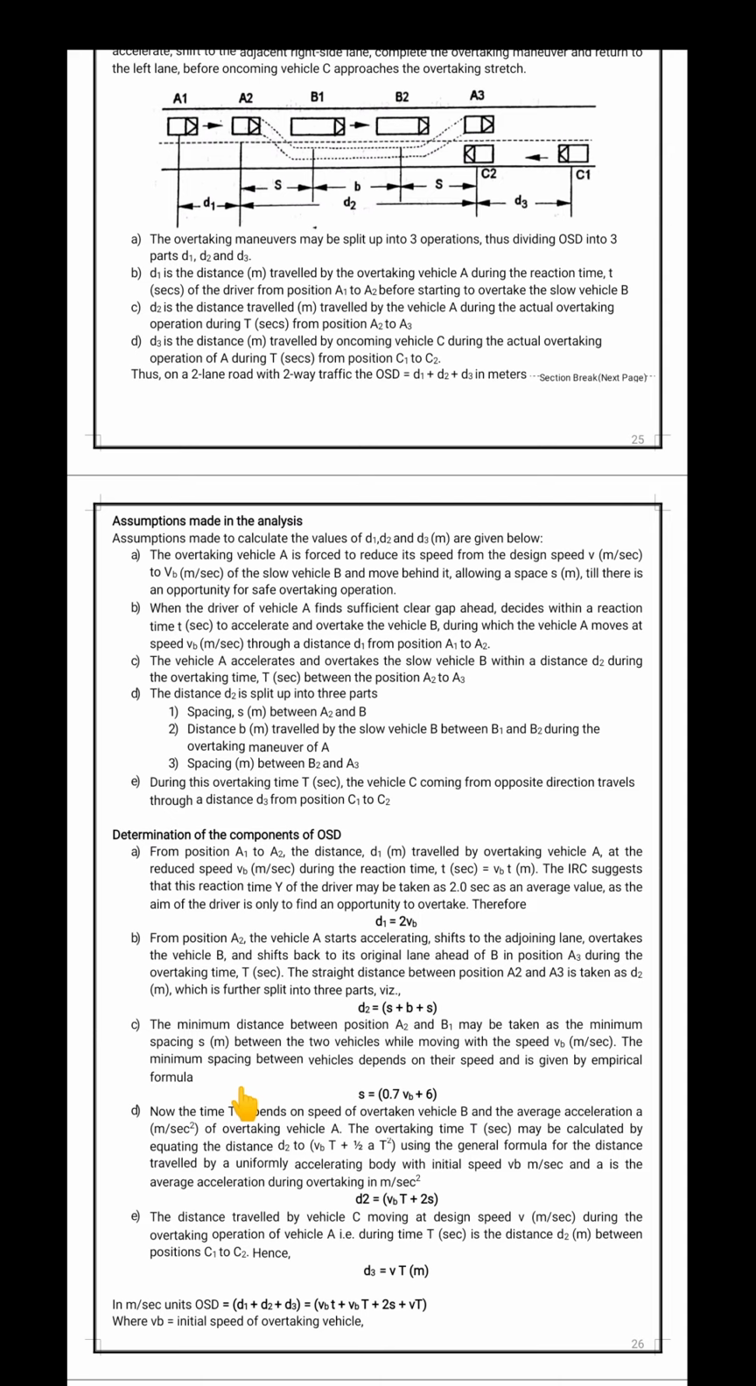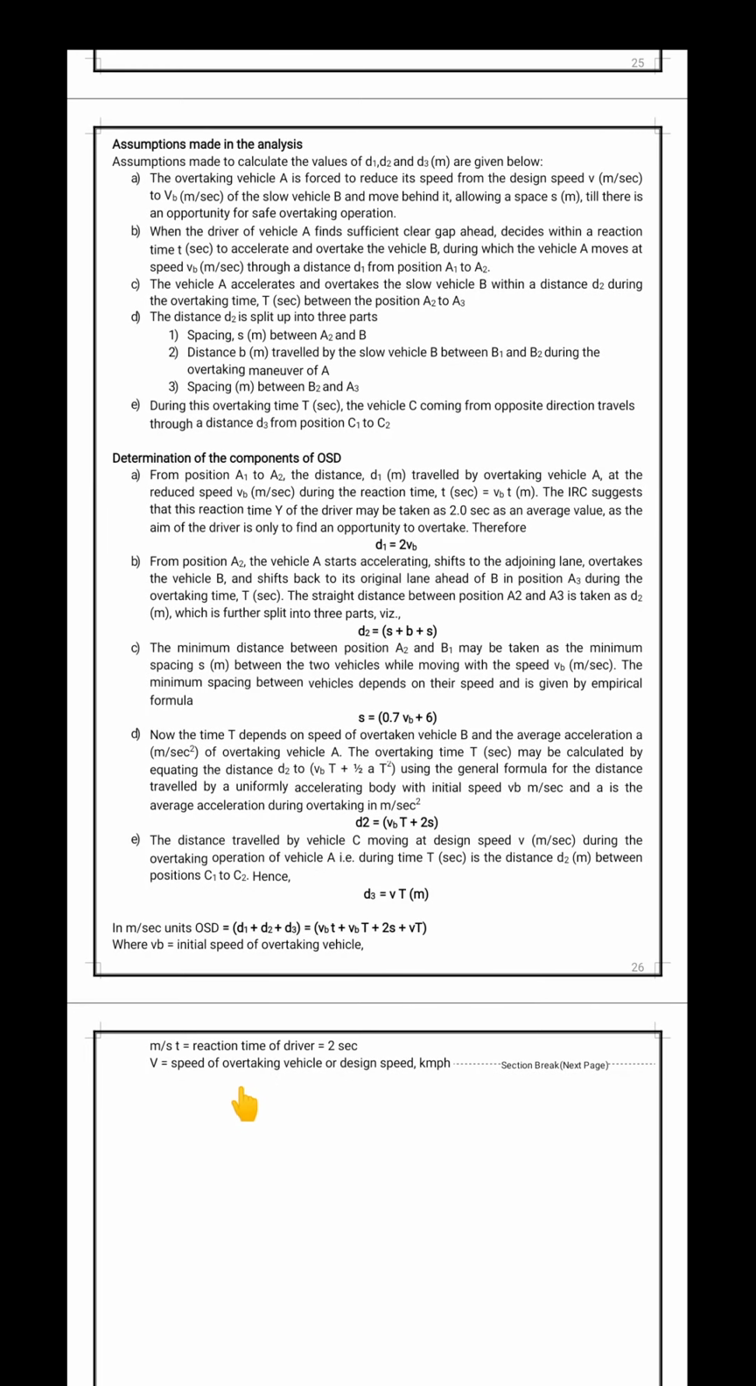Now at the same time the vehicle coming from the opposite side has to move with the velocity v. We don't know what velocity the upcoming vehicle is moving at. So that is v, and that has to be traveled within the capital T duration, meaning during the overtaking operation capital T. So your D3 is equal to small v into capital T. So your overtaking sight distance is equal to D1 plus D2 plus D3. That is, D1 is small vb into T, plus D2 is small vb into capital T plus 2s, plus small v into capital T.